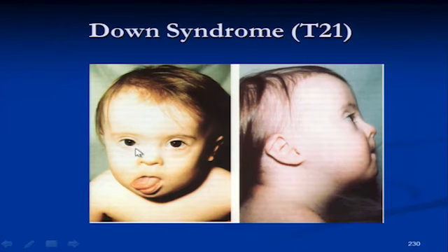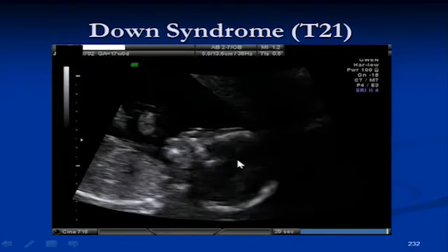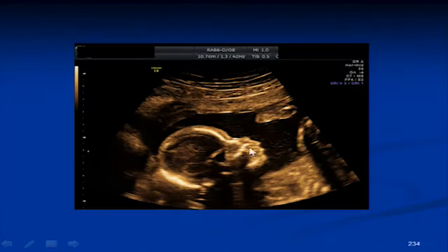And what you see here is a flat nasal bridge or absent nasal bone, so absent or very small nasal bone. The tongue protrusion is another feature. The ears are low and malrotated. That doesn't show you the skin, but usually the skin behind the neck is thick also. So in this baby here, we see a low ear, a very hypoplastic nasal bone, absent nasal bone here, thick nuchal fold, very small nasal bone.